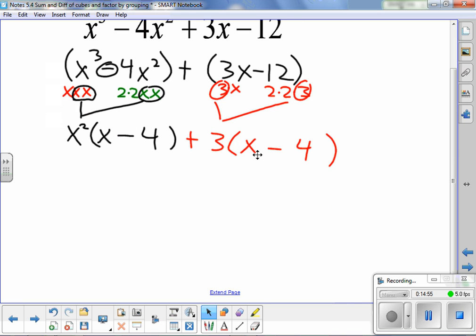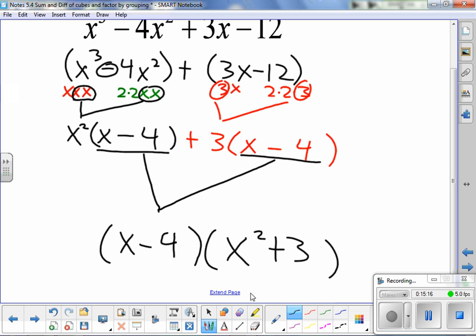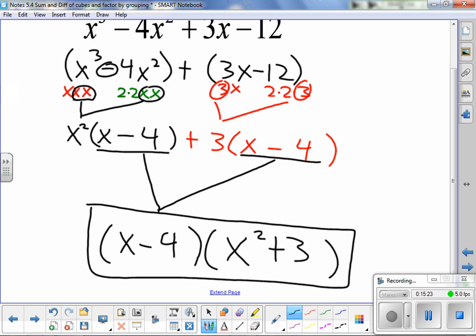Okay, now what we want to do is look at your groups because there's one more step, because remember, we're supposed to end up with just two parentheses, no plus sign between. So this group is the same as this group. Think of it as like one thing. Pull that out front. That'll be an x minus 4. And then the leftovers are an x squared plus 3. This part is no longer factorable. I can't really factor anything into that, so that's it. It's not a pattern or anything. All right, and that's all. That's how you do these.